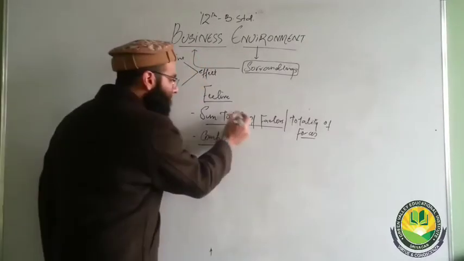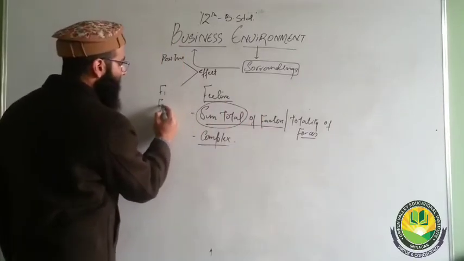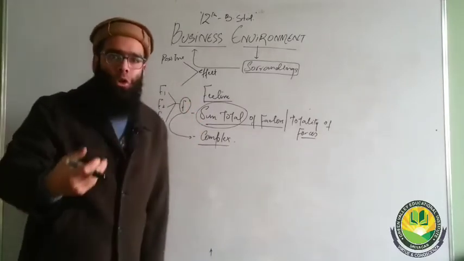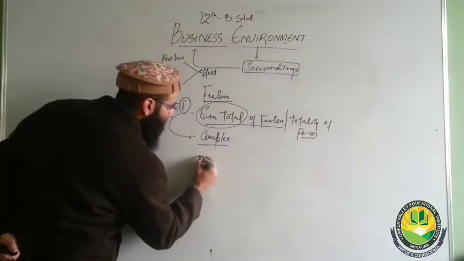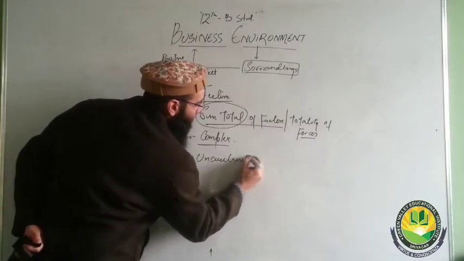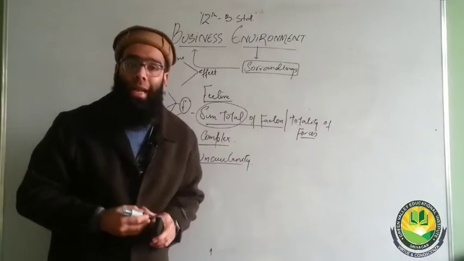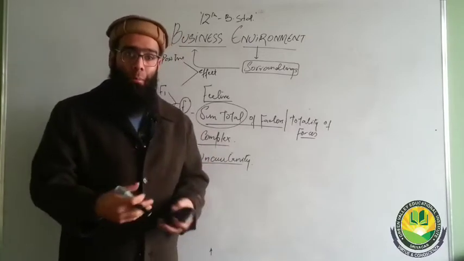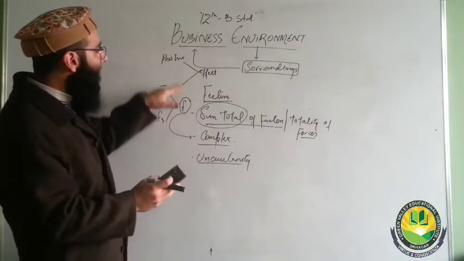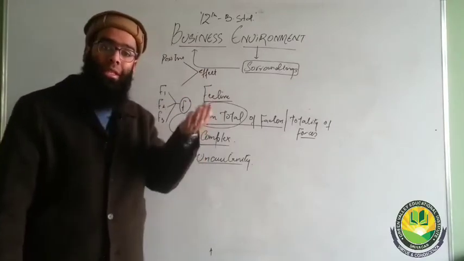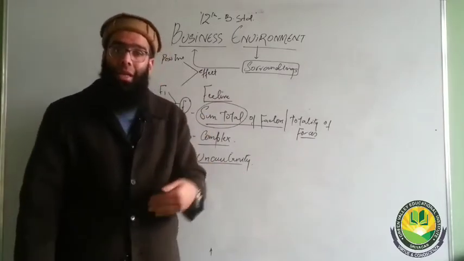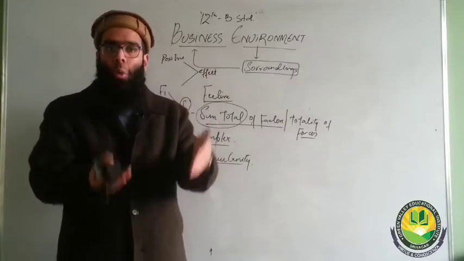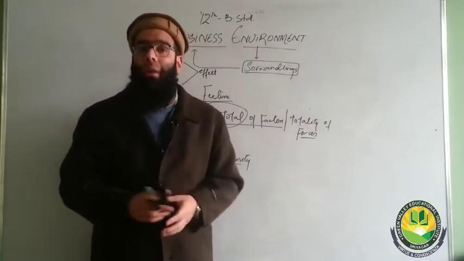The second feature is that because these forces sum up, force number one, force number two, force number three, they all add up, creating a bigger and complex force which is very difficult to understand. Then it creates uncertainty. We cannot predict how the environment will change or how it will affect us. Yes, we know it will change, but whether it will create a positive or negative impact for our business, we do not know. So the business environment is uncertain, as we cannot predict how these forces will change, what time they will take, or whether they will have a positive or negative impact on our business.